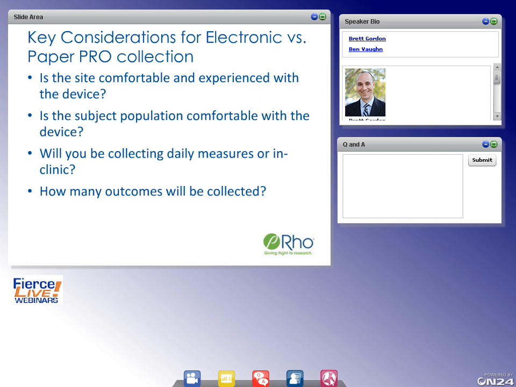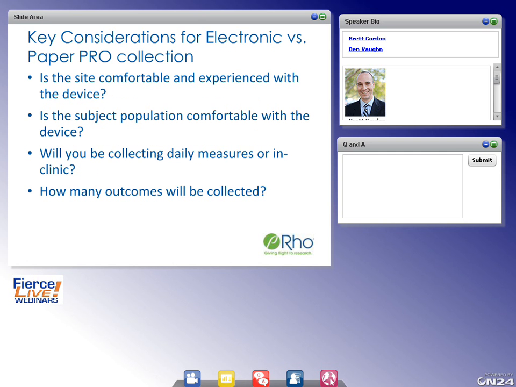Again, is the subject population comfortable with this? If you're talking about older subjects which might have other conditions, which would make holding and filling out a device difficult, maybe it's not the best thing for them. Are you also talking about daily measures or in clinic, and how many outcomes are going to be collected? These are our other considerations. Just fatigue with filling things out, and with daily measures, having that e-device is nice because it's prompting them every day to get it in there, and it'll have the correct date on the data.